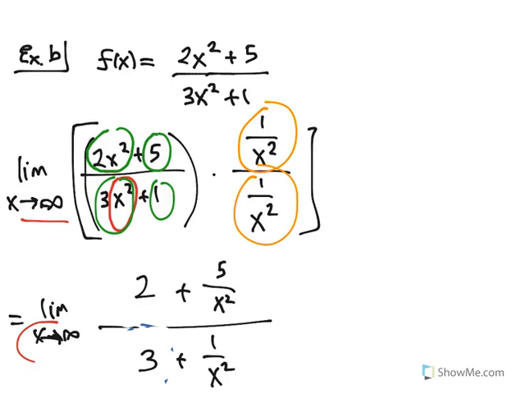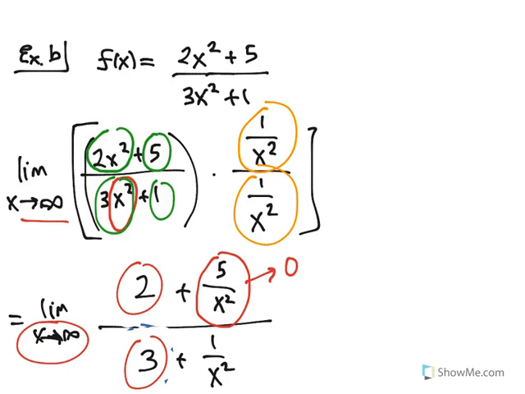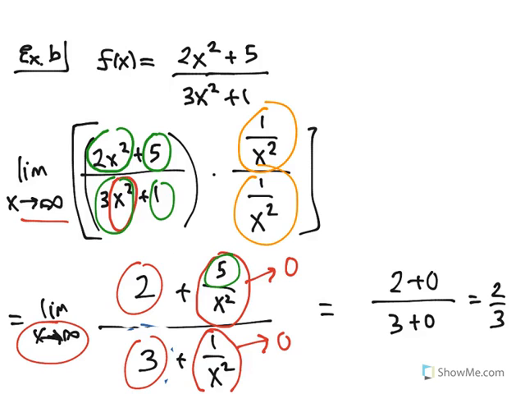So what happens as x goes to infinity? Well, nothing happens to 2, nothing happens to 3, but as x goes to infinity, 5 over x squared will go to 0, because the numerator is always going to be 5, but the denominator is going to be getting larger and larger. So when you divide by larger and larger denominators, the quotient will approach 0. And by the same reasoning, 1 over x squared will go to 0. So what's our limit here? It'll be 2 plus 0 divided by 3 plus 0, or 2/3. So the limit at infinity for this function f of x is 2/3.